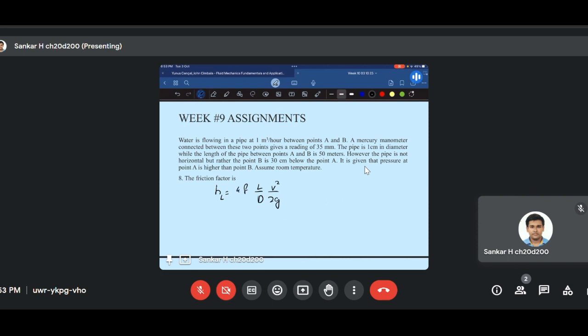And it is 4F if we are talking about defining friction factor. So we just have to substitute these values over here. It would be 0.476 should be equal to 4F times 50 by 0.01 times 3.53 squared by 2 into 9.81.